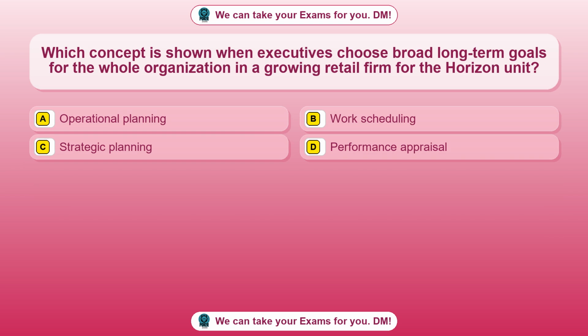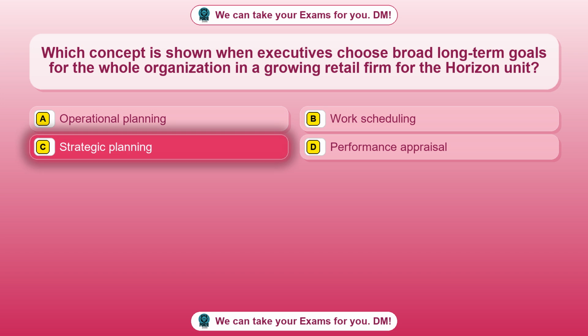Question 88. Which concept is shown when executives choose broad long-term goals for the whole organization in a growing retail firm for the Horizon unit? Option A, operational planning. Option B, work scheduling. Option C, strategic planning. Option D, performance appraisal. The correct answer is option C, strategic planning.